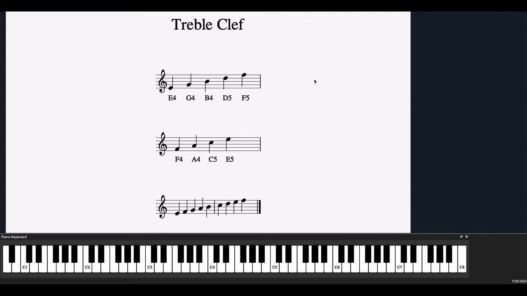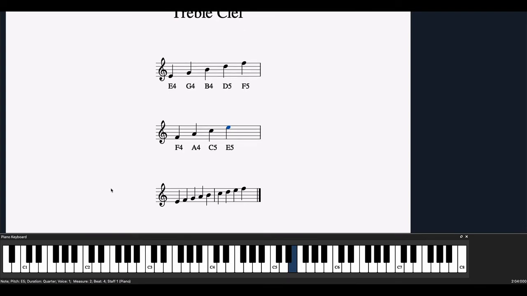Below, I've shown the corresponding spaces to the treble clef. We have F, A, C, and E. A good way to remember this one is it spells the word face. Here at the bottom, I've shown you all the corresponding notes to the lines and spaces of the treble clef staff. We have E, F, G, A, B, C, D, E, and F.